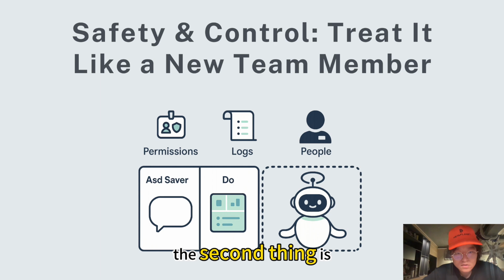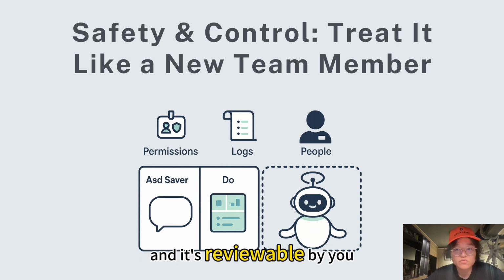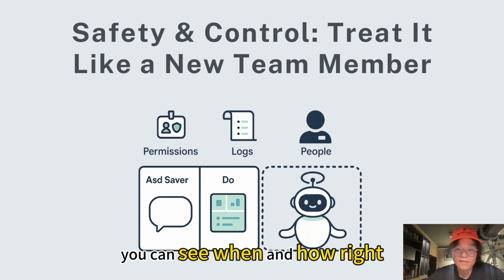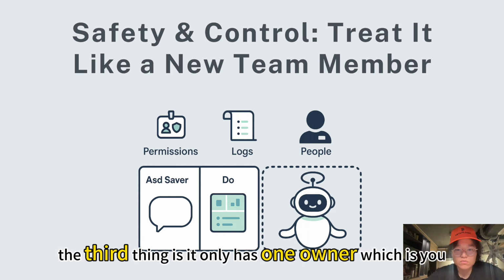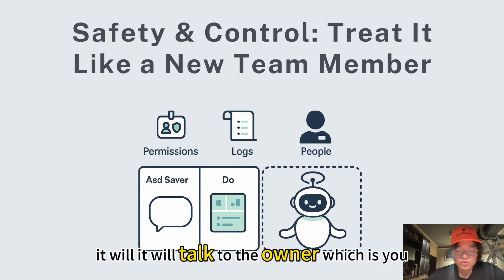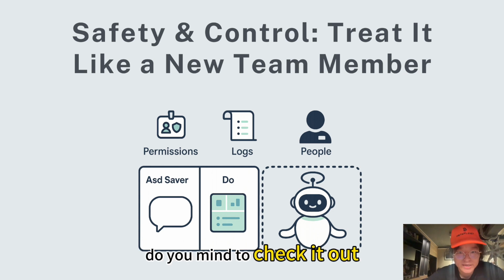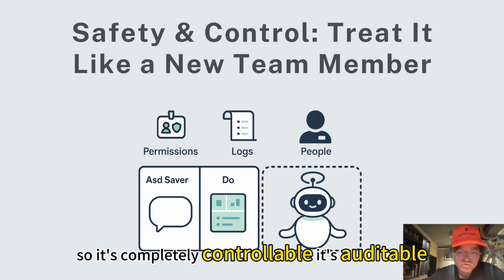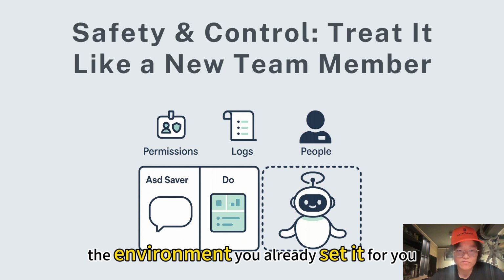The second thing is it will save logs for you. So everything it does is recorded and reviewable by you. If it posts data or a message, you can see when and how, right? The third thing is it only has one owner, which is you. So if the data looks wrong, it will talk to the owner: hey, something looks wrong, do you mind checking it out? If anything goes out of scope, it just stops, right? So it's completely controllable, it's auditable, it's inside the environment you already set for it.